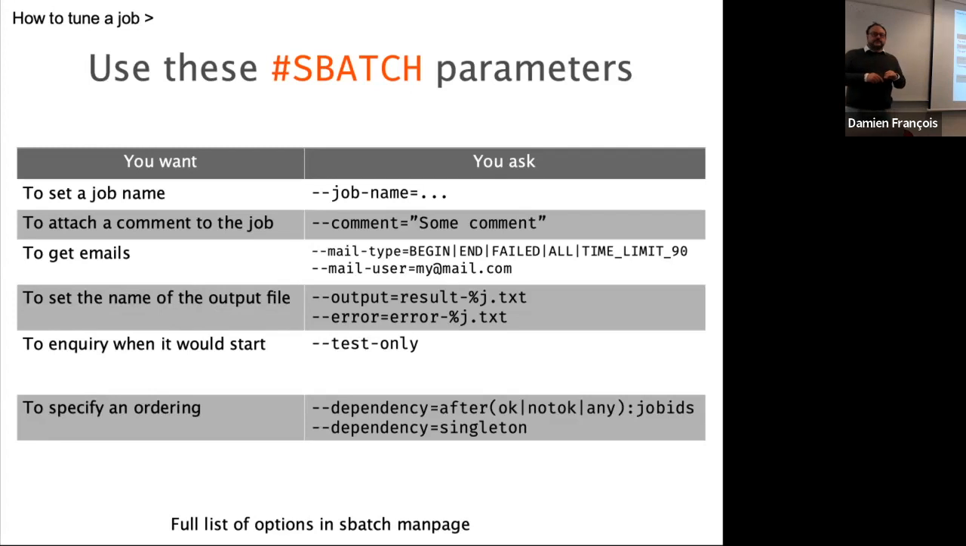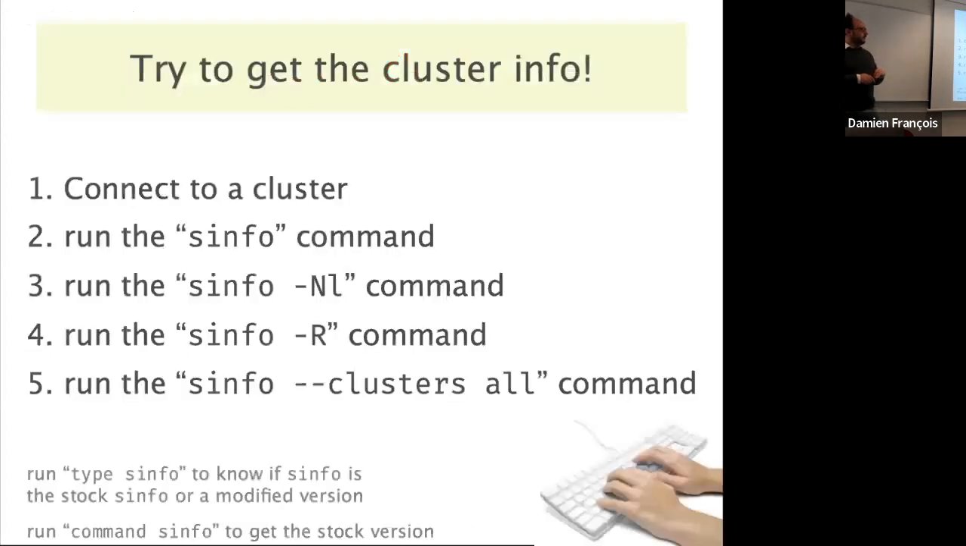Okay, so I suggest that you move your fingers a bit and try to run the sinfo command on the cluster that you are connected to, and try to see what the limits are, such as maximum running time. And if you use sinfo -NL, you will see a complete list of all the compute nodes. While if you run sinfo -R, you would see only the nodes that are down for a reason.